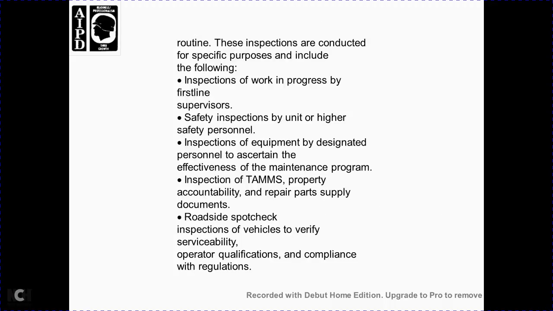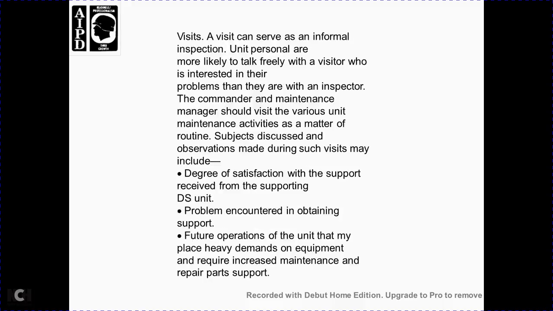Routine. These inspections conducted for specific purposes include the following: inspection of work in progress by the first line supervisor, safety inspection, unit hire with safety personnel, inspection of equipment designated with the personnel, certain the effectiveness of the maintenance program, inspection of the TAMs for operational accounts with the repair parts, the supply documents, road spot checks to inspect the vehicle to verify serviceability, operator qualification, and compliance with the regulations. Visits can serve as an informal inspection of the unit.